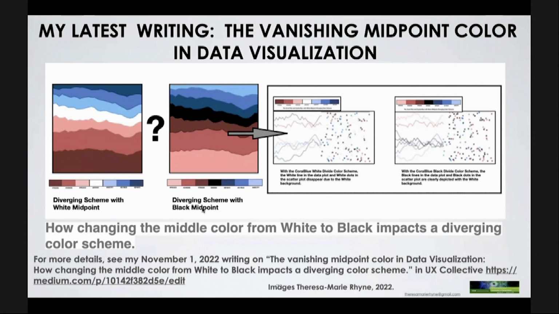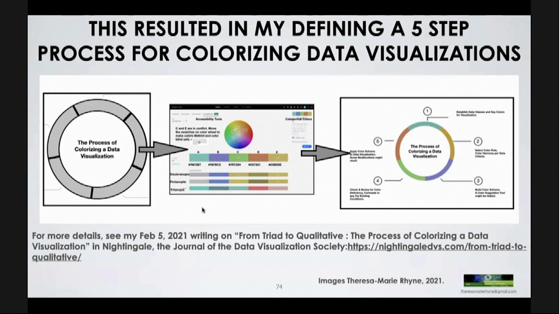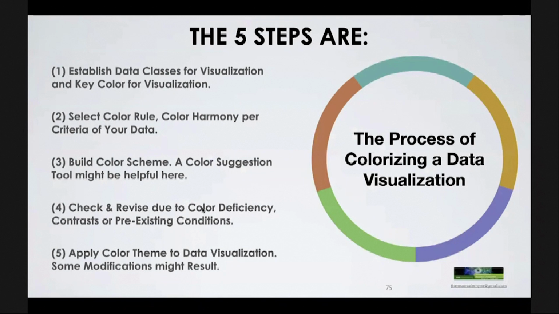Now, it is behind a money wall. Medium does charge a little bit. I think you get 3 free reads, and then after that they want you to pay some money, but you might get to it in time. Whereas my Nightingale writing, if you go to Nightingale, is not behind a money wall. You can get all of those for free. So anyway, this is where I define my 5-step color process.